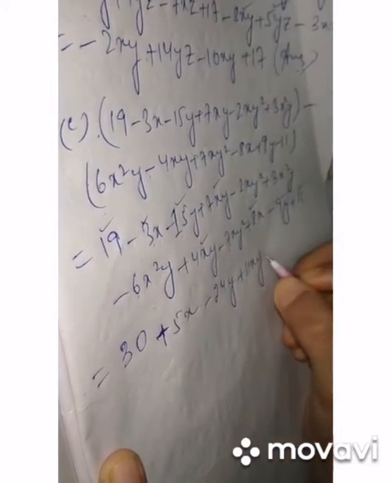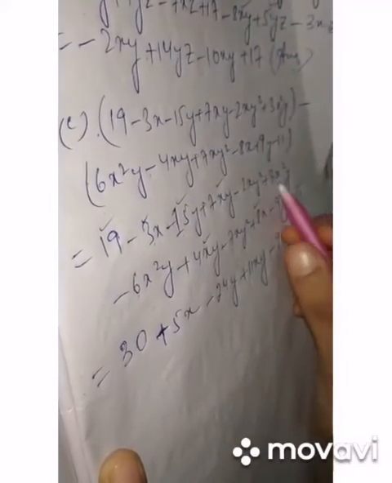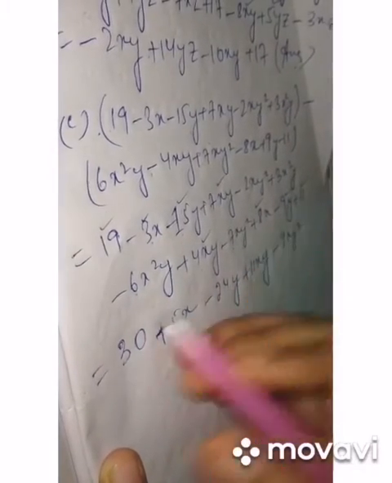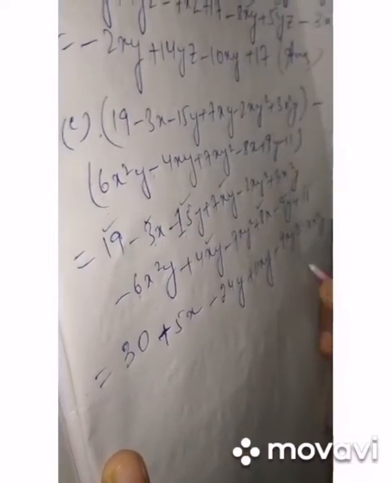So this will get added, minus sign will be minus 9xy square. Plus 3x square y minus 6x square y, so it will get subtracted, minus 3x square y. This is our answer.